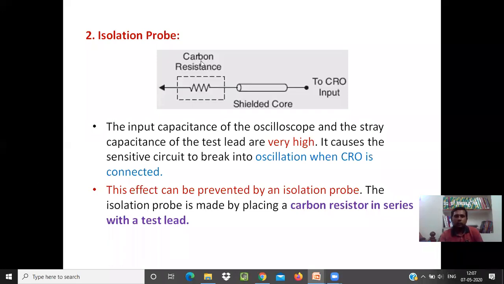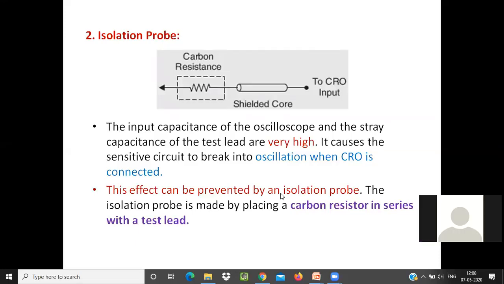This isolation probe uses one resistor in series at the input tip side. This resistor is a carbon resistor. Because of this added carbon series resistor, the oscillations on the CRO screen, which arise due to the addition of capacitance in the first type of probe, are reduced up to some extent.